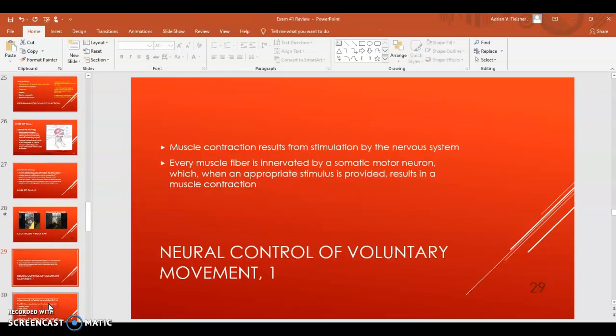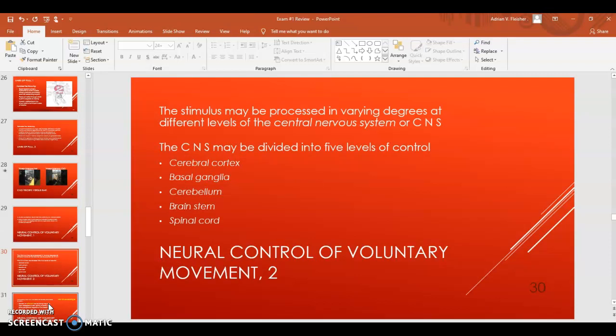Neural control. I always like the process of going through the neurological system. In this, there is a question regarding degrees and different levels within the central nervous system. Be aware of the cerebral cortex all the way down through the spinal cord and what the functions of each are.